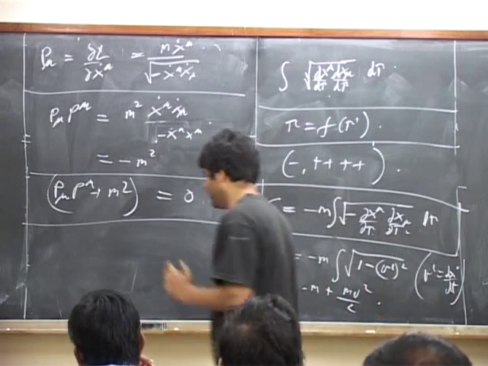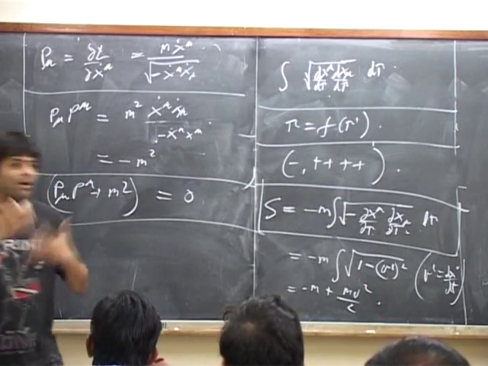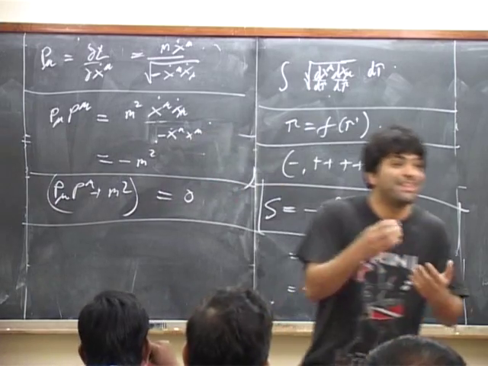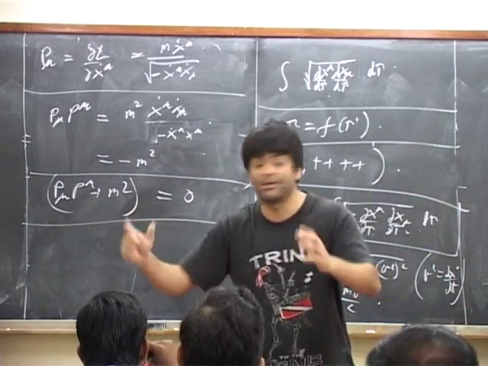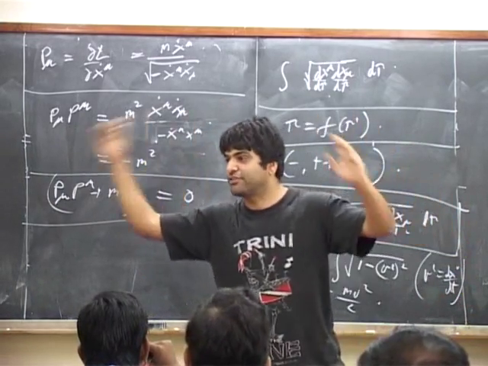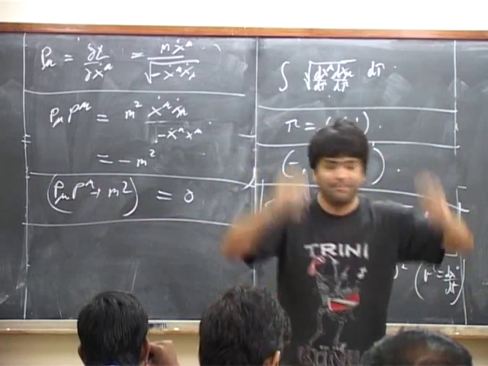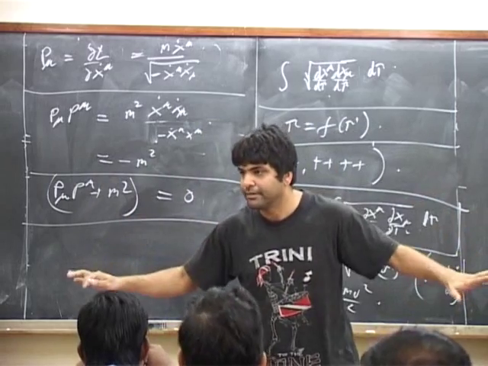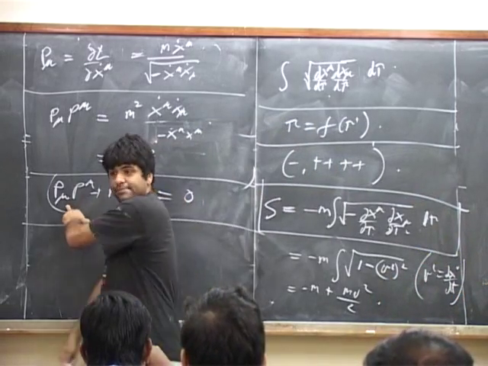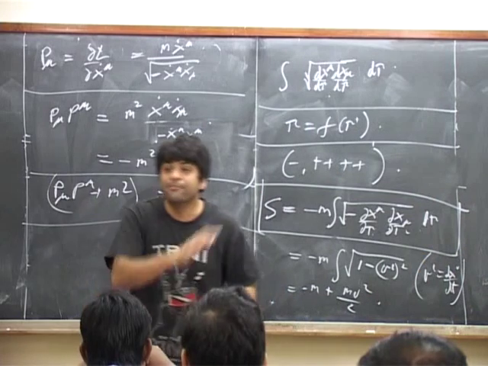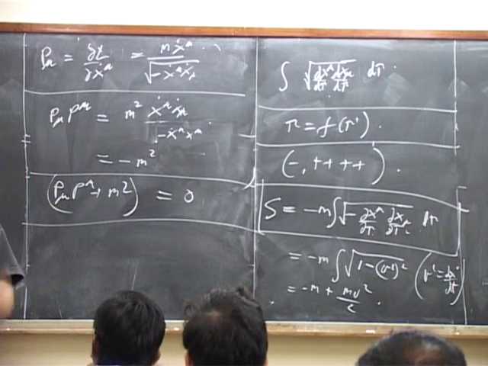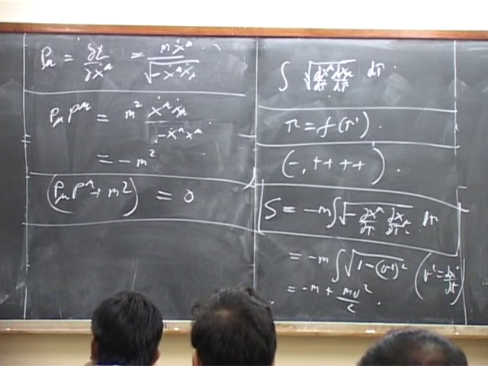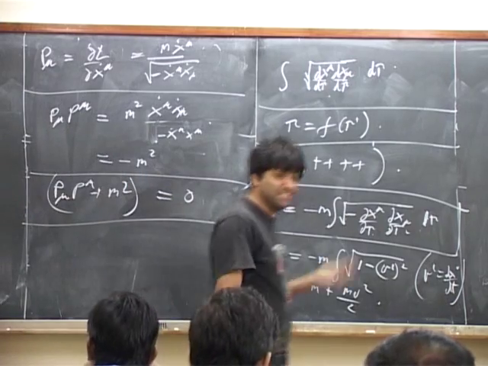In the standard implementations of canonical quantization, x mu's and p mu's are completely independent variables. There are no relations between them. We've run into a system in which that's not true. The momenta are constrained. So how do we implement the quantization of such a system?